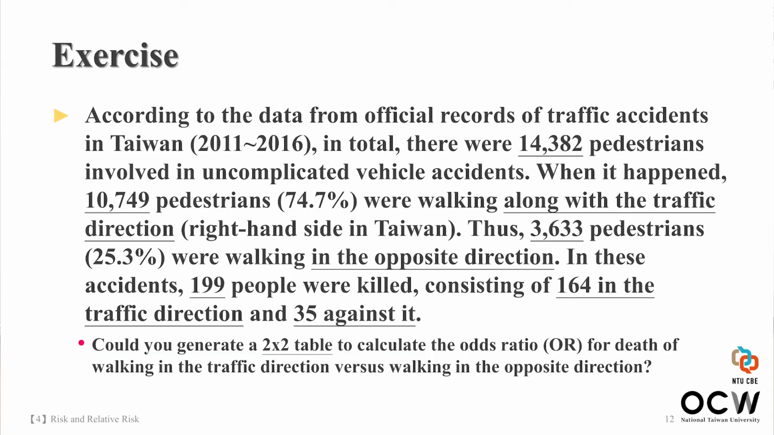14,382 pedestrians involved in uncomplicated vehicle accidents, which means it's not accidents happening on the highway, it's not serial car accidents, it's simply one vehicle, motorcycle or car, and people walking aside of those roads. When it happened, 10,749 pedestrians, or 74.7%, were walking along with the traffic direction.